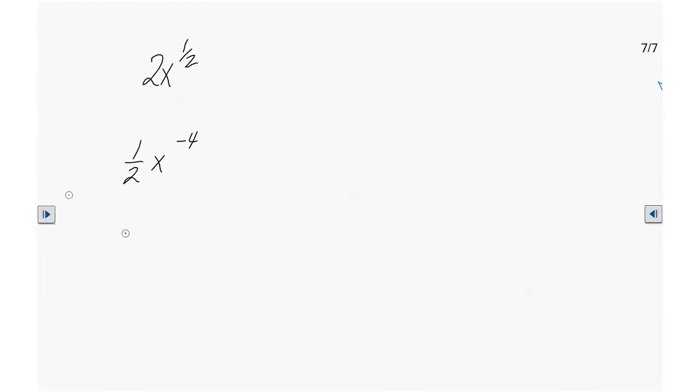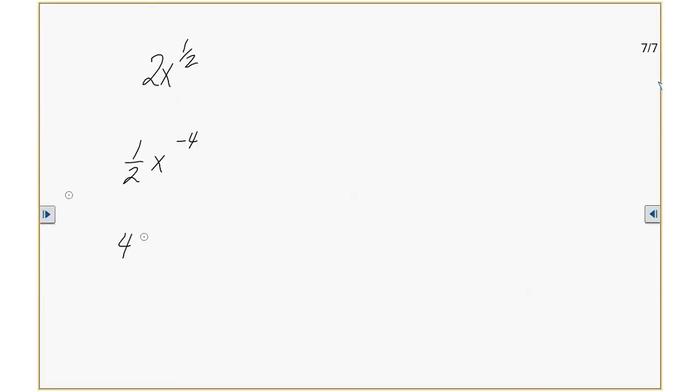Four times x minus 1 to the 1/2. No, let's make that just a 2. Do the power rule here, I mean the product rule here. So let's do the basic product... quotient.